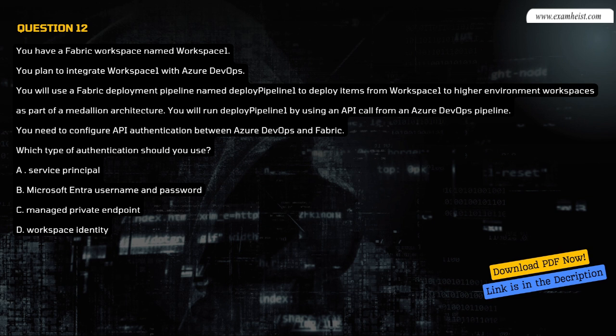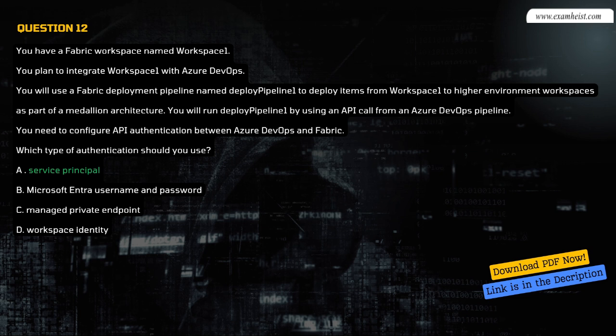Question 12. You have a Fabric workspace named Workspace 1. You plan to integrate Workspace 1 with Azure DevOps. You will use a Fabric deployment pipeline named Deploy Pipeline 1 to deploy items from Workspace 1 to higher environment workspaces as part of a medallion architecture. You will run Deploy Pipeline 1 by using an API call from an Azure DevOps pipeline. You need to configure API authentication between Azure DevOps and Fabric. Which type of authentication should you use? A. Service principal. B. Microsoft Entra username and password. C. Managed private endpoint. D. Workspace identity. Speaking ahead, the correct answer is A.